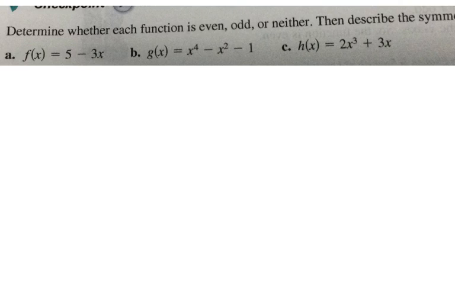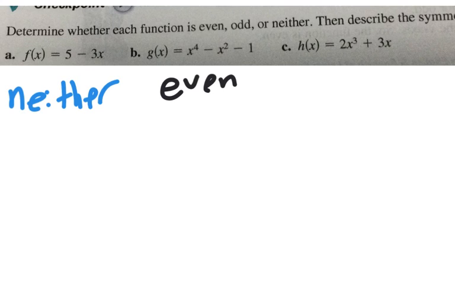Okay, A part. We get even, odd, neither. It is neither. B part. Even, odd, neither. Even. C part. Even, odd, neither.